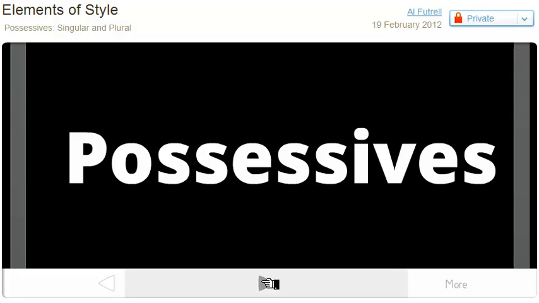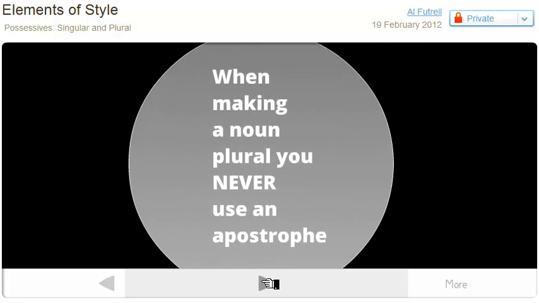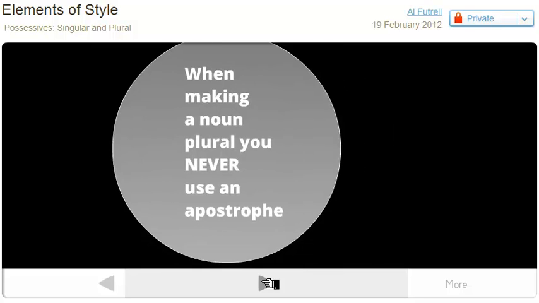Many students seem to be a little confused on how to form possessives, so we're going to look at a few of the rules for possessives. First, let me just say, when making a noun plural, you never use an apostrophe. Never use an apostrophe to make something plural.